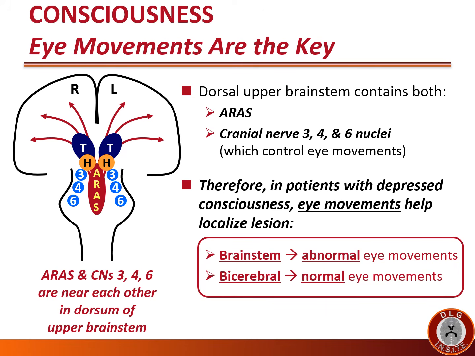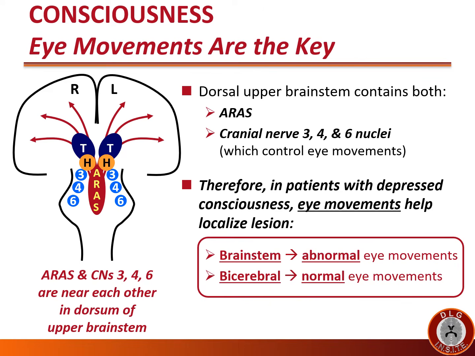The key to localizing whether a lesion that causes depressed consciousness is in the brainstem or bicerebral are the eye movements. The dorsal upper brainstem contains both the ARAS and cranial nerves 3, 4, and 6, all of which control the eye movements. Therefore, in patients with depressed consciousness, eye movements help localize the lesion. Brainstem lesions will have abnormal eye movements. Bicerebral dysfunction will result in normal eye movements.